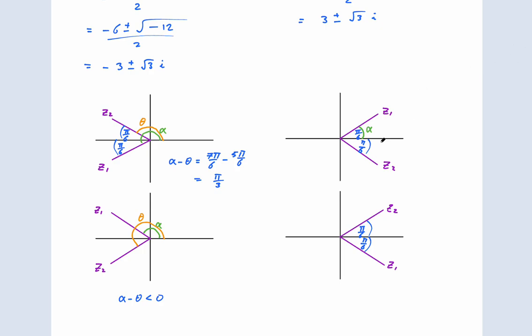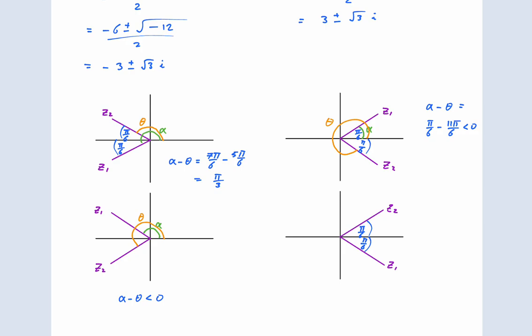But if that's alpha, and then this is theta, alpha minus theta is equal to pi over 6 minus theta, which is now 11 pi over 6. That is, alpha minus theta is less than 0. So this is also no good.